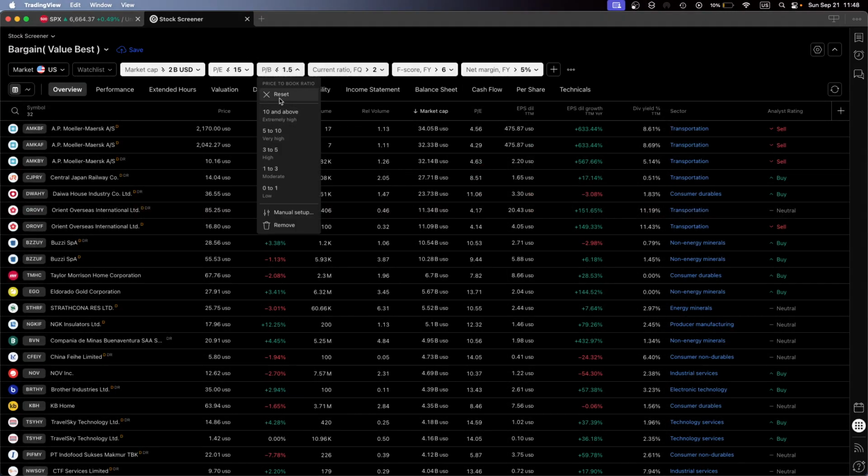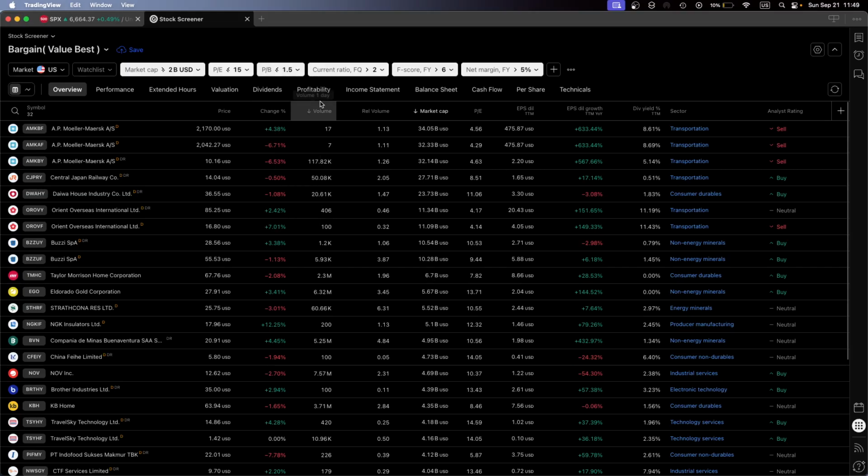So basically price to book ratio is the company's market price relative to its net asset value, which they call book value. A book value less than 1.5 basically means you can be buying the company's assets at a bargain. So this is giving you some kind of a margin of safety.